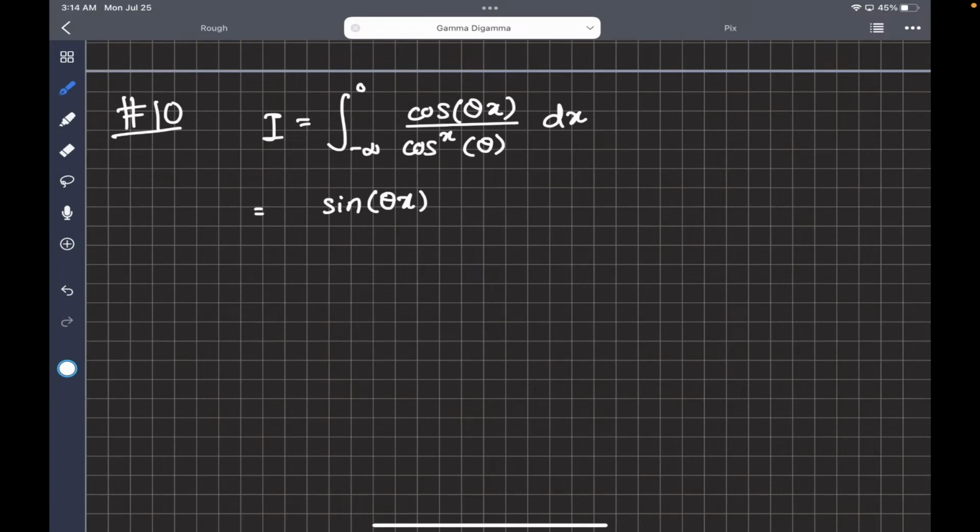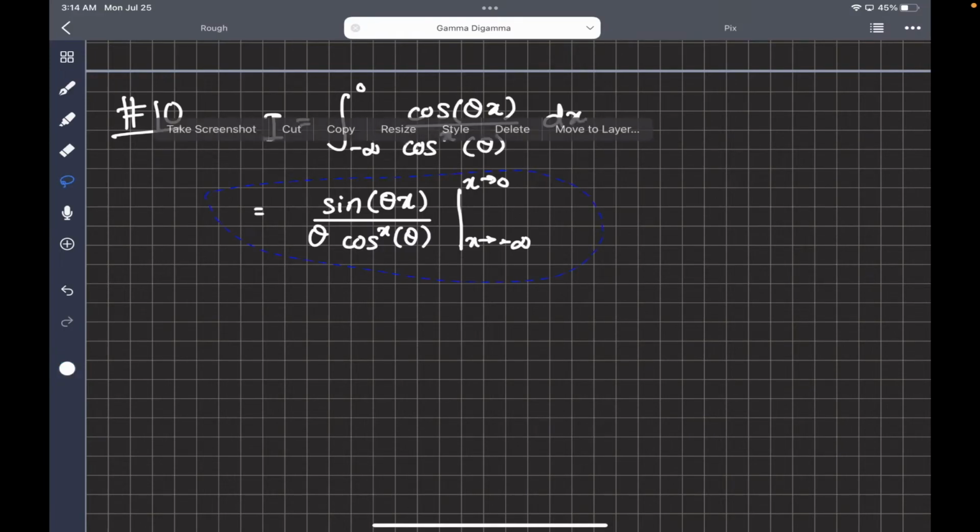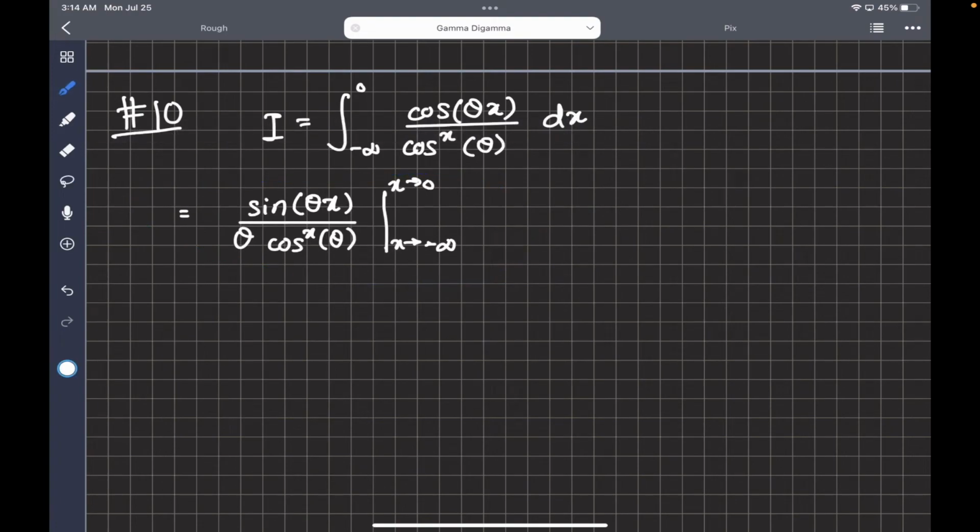So you're going to have sine of theta x divided by theta for reversing the chain rule, and then the other term remains the same, evaluated at x goes to 0 and x goes to negative infinity. I'm just writing x because I don't want any confusion between a theta and an x. You might forget that the variable of integration is actually x. Minus integral from minus infinity to 0, sine theta x over theta remains the same. But now we have to differentiate cosine to the minus x of theta.